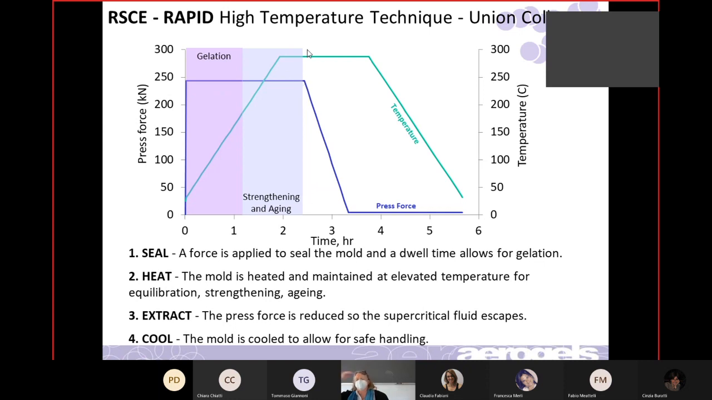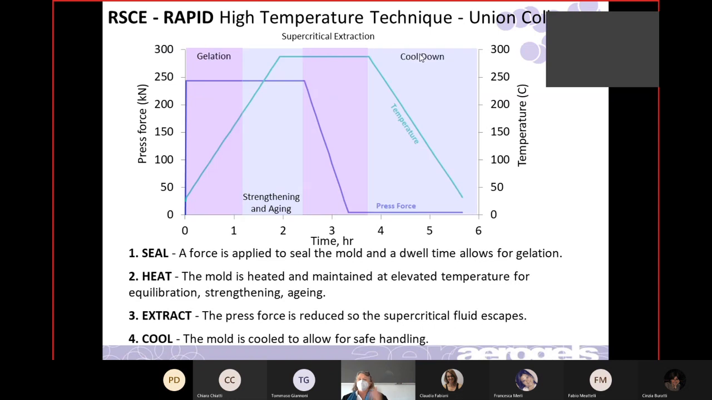This is the extraction. So the press force drops, right? I started out with 250 kilonewtons holding it together, and I slowly reduce that. And when I reduce the force, the gases escape. So that's our supercritical extraction step. Instead of using a valve, we use this. And then what's sitting in the mold is a hot aerogel, and then we cool down. So those are the 4 steps. And we typically do this in 6 hours. We take a process that's about 6 hours.